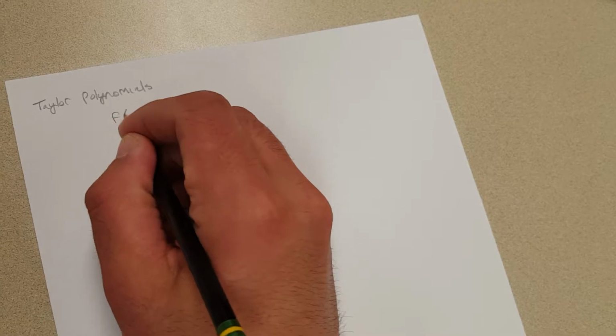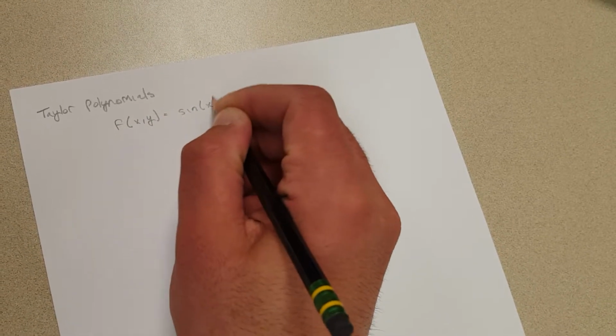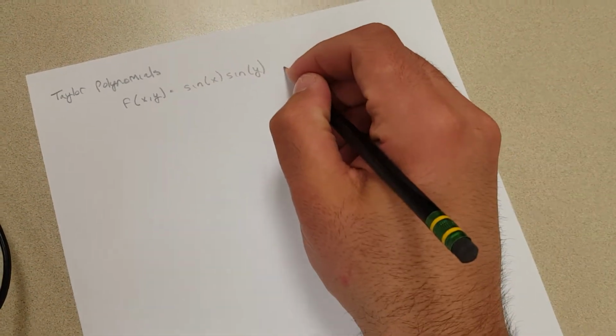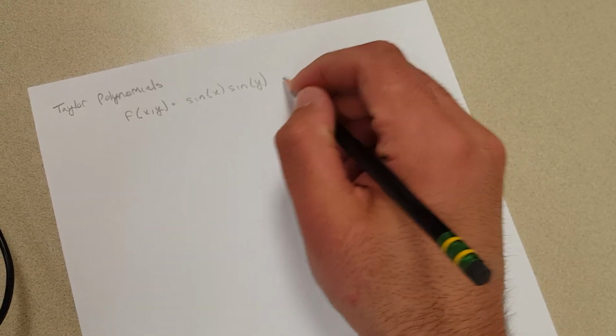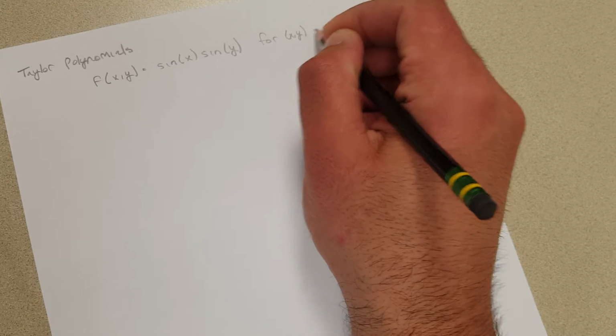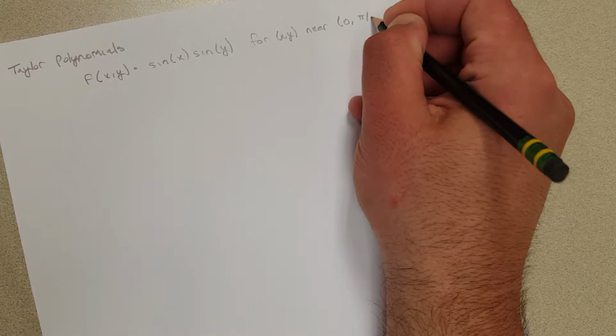So our function is f of x, y equals sine x sine y. I decided to use sine x and sine y because it's not varying too much from the original problem, so it should still be easier to follow. So we'll be doing it for x and y near our point 0, pi over 2.